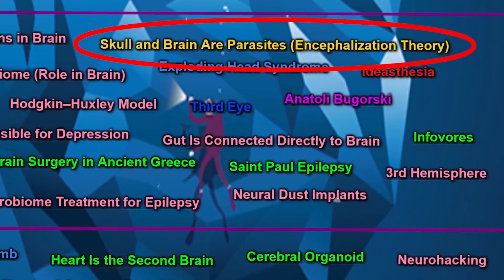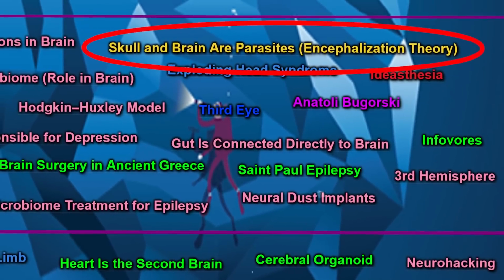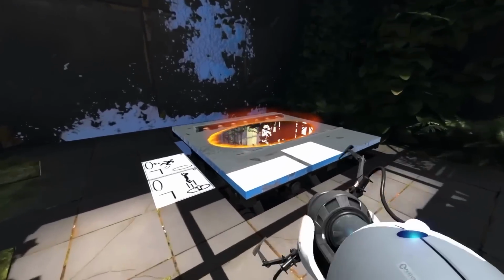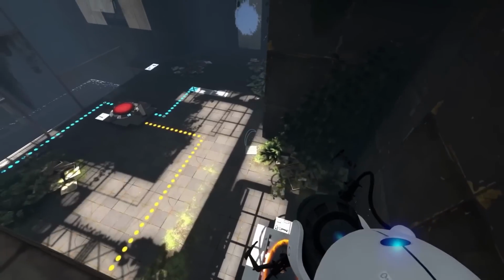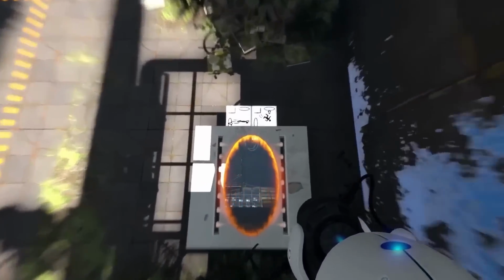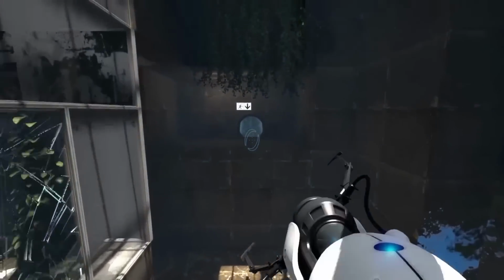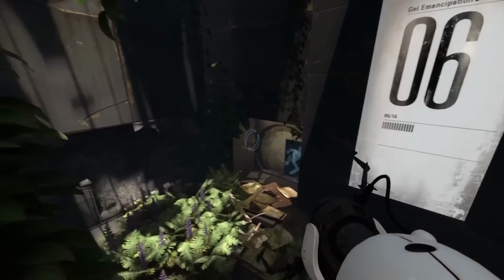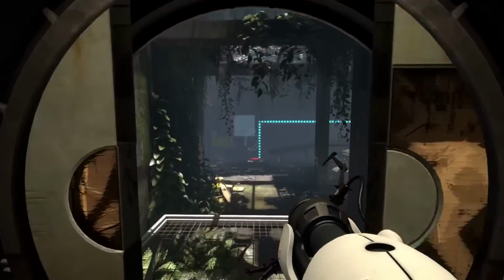Next up, we got the skull and brain are parasites, also known as encephalization theory. So the skull and brain are parasites idea, which is linked to this thing called the encephalization theory, is this kind of concept that sounds like it's a conspiracy theory that someone cooked up at 3 a.m. after scrolling way too deep into the weird fucked side of TikTok. But let's break it down because it's totally bizarre and interesting.